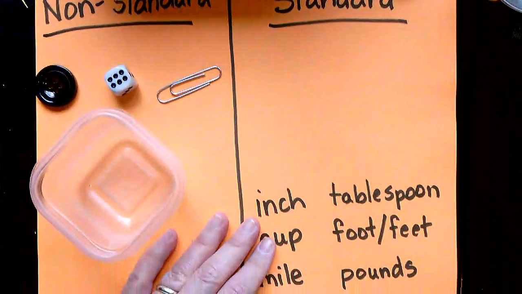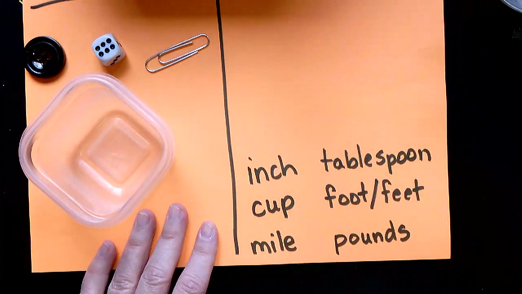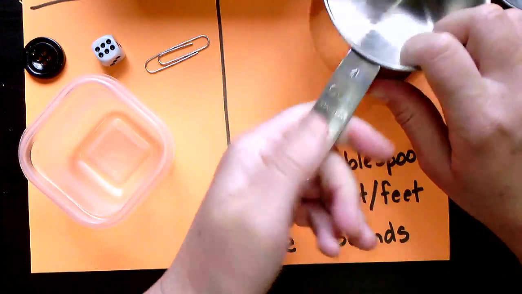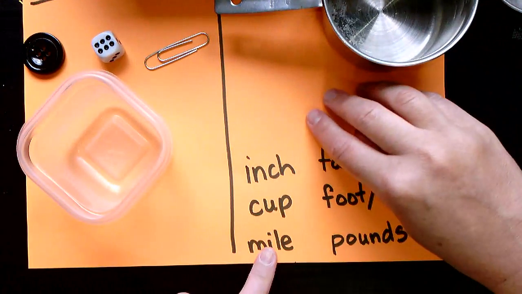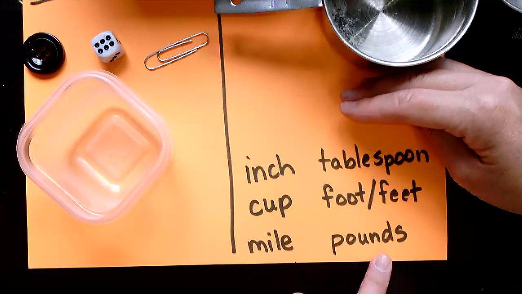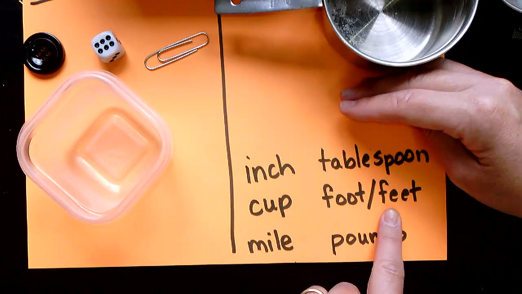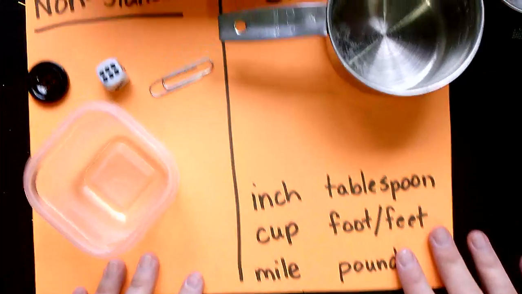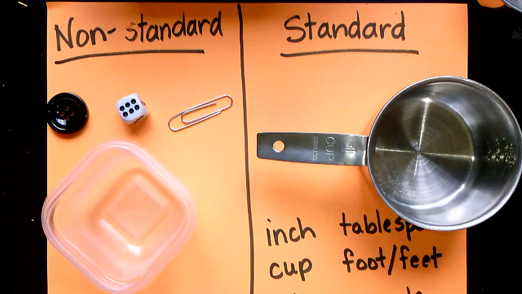Here are some words you might hear with standard measurement, like an inch, a tablespoon, a cup. Here's a cup. So if I wanted to use a cup of something, I would find a measuring tool that said 1 cup. A mile, like how many miles, how many pounds something weighs. You might measure a foot or in feet if it's more than 1 foot, or you might measure with a tablespoon. So this is important. These are important words that we're going to learn about this week. Like I said, in first grade, we focus on non-standard measurement. In second grade, you'll get to talk more about standard measurement.